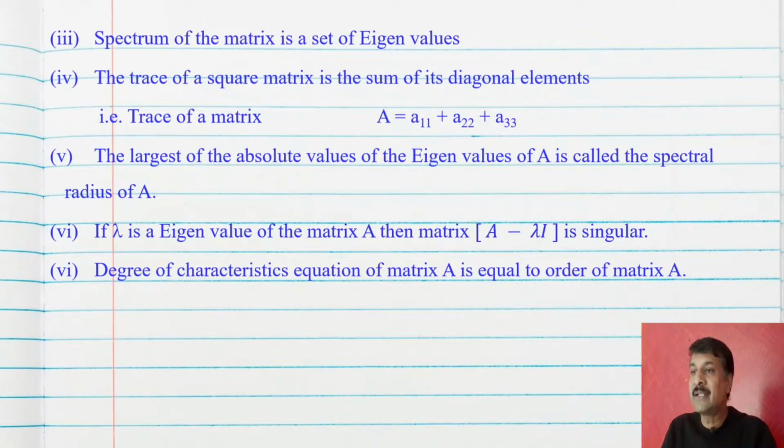Next, the largest of the absolute values of the eigenvalues of A is called the spectral radius of A. If lambda is an eigenvalue of matrix A, then the matrix A minus lambda I is singular. The degree of the characteristic equation of matrix A is equal to the order of that matrix A.